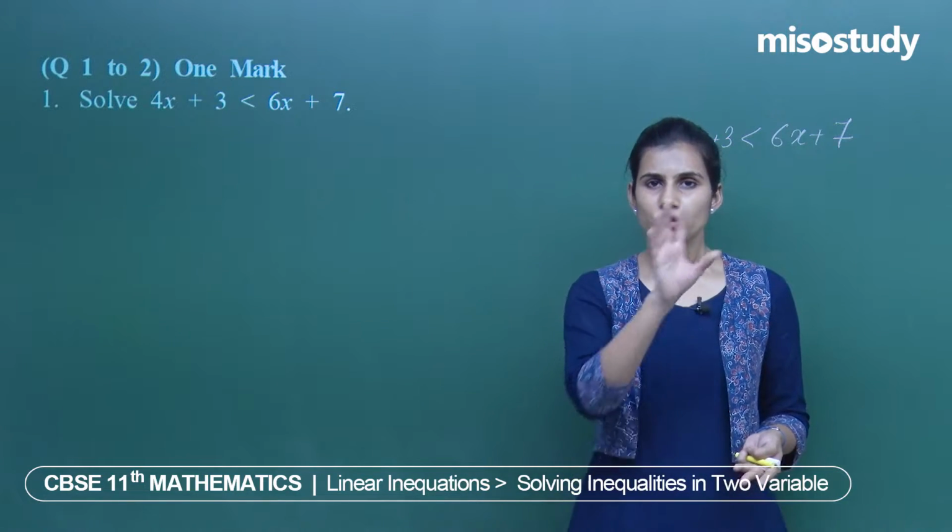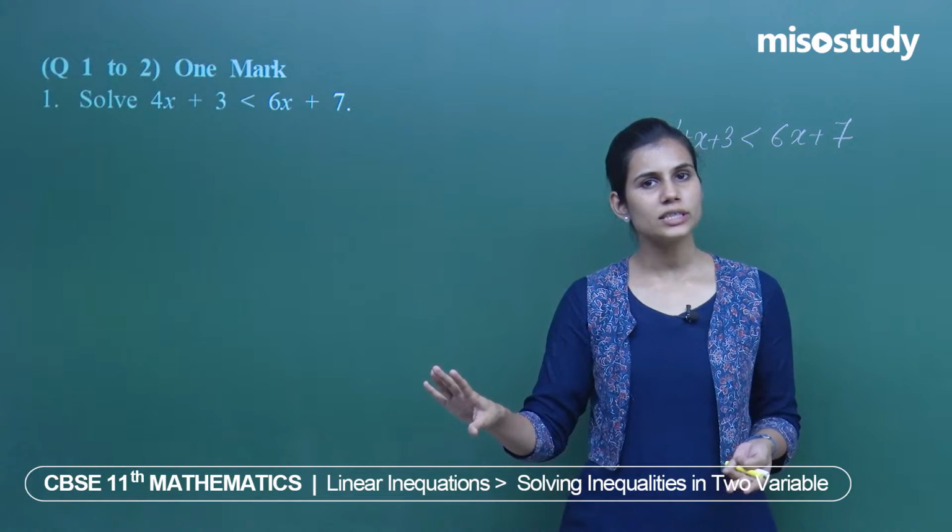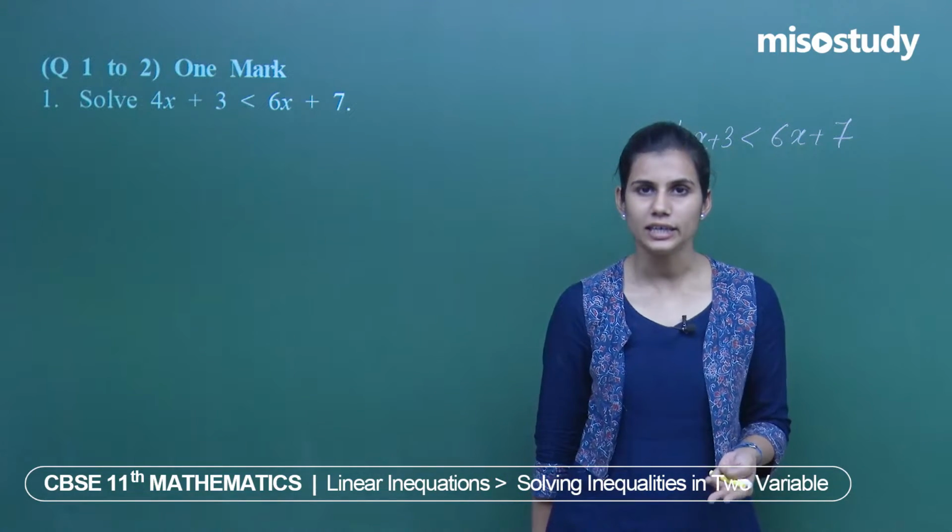And the third one was you can take one term from one side of the inequality to the other side by changing its sign without changing the sign of the inequality.